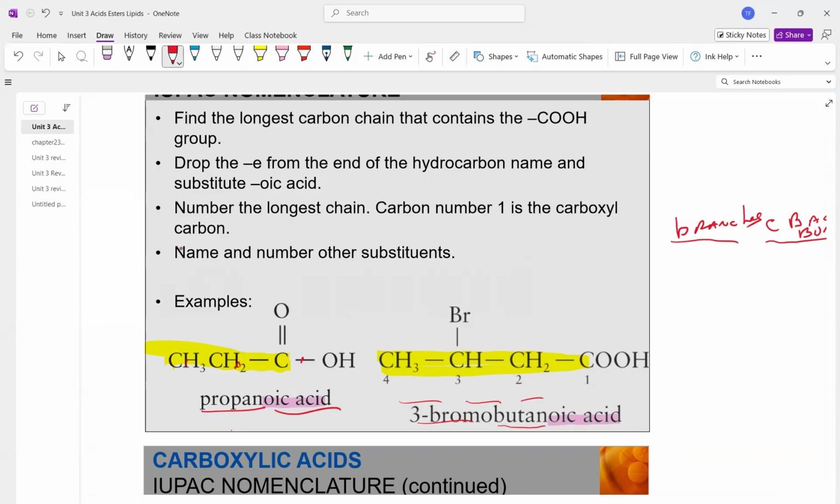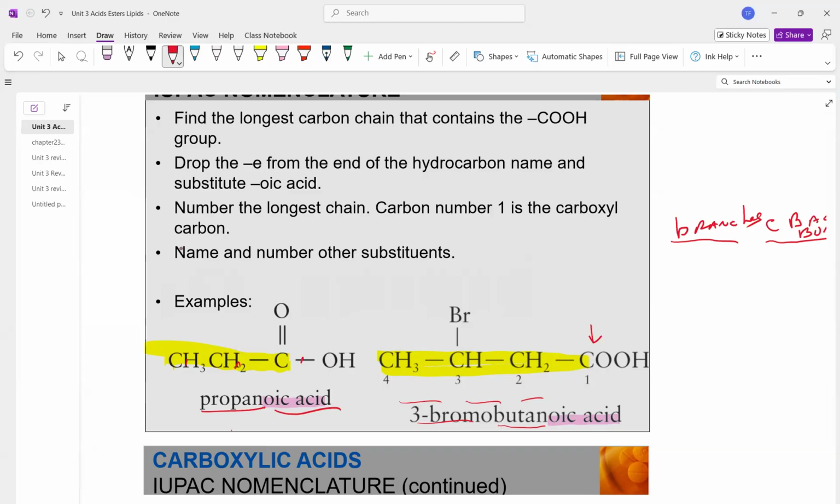Butanoic acid, 4 carbons: 1, 2, 3, 4. And in this case, it's got a branch. Oh, and carbon number 1 is always the carbon that makes it an acid. Now, when you name this, notice that it didn't say 1 butanoic acid because the acid has to be carbon number 1, no exceptions.